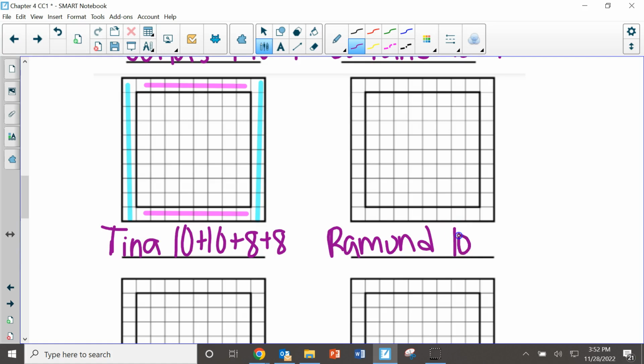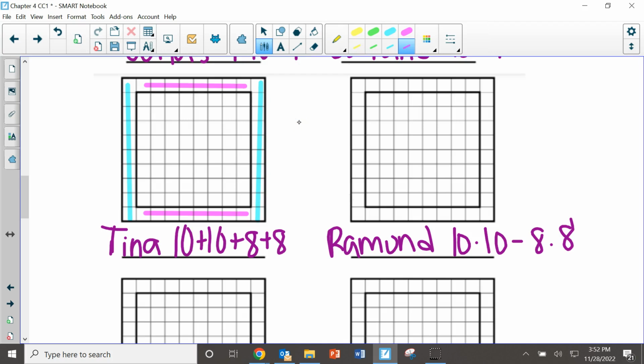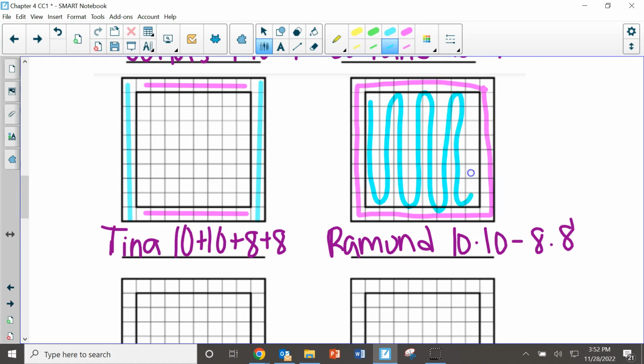He did 10 times 10 minus 8 times 8. So what he did was he took the area of the outside, so the area of all this, which is a 10 by 10, and then took the area of the inside and subtracted them. So he took the area of the outside of the bigger square and subtracted the area of the smaller square on the inside.